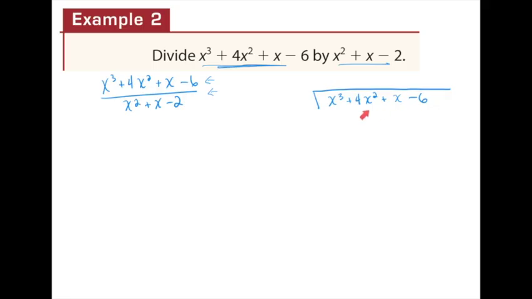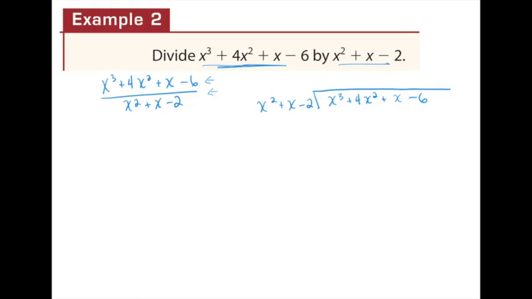If you are missing any of these, put a 0 there as a placeholder so that you don't mess up what you're doing, okay? So if you start with a 3, you have to have a 3, 2, 1, and one without an x at all, okay? And if you're missing any of those, just put a 0. That goes on the inside. On the outside is what you're dividing by. So we're going to say x squared plus x minus 2.